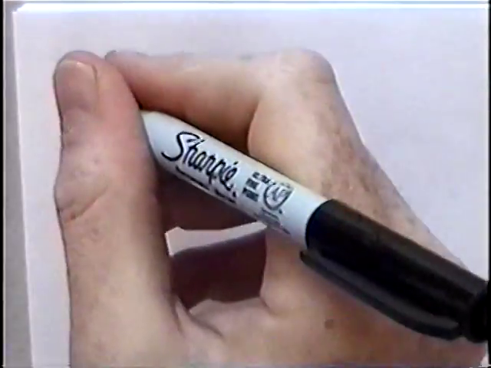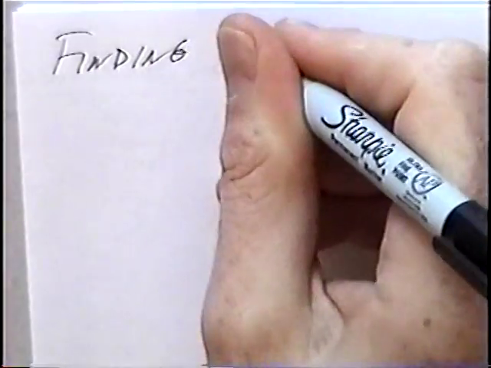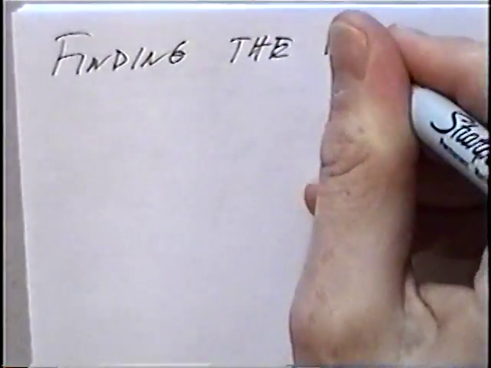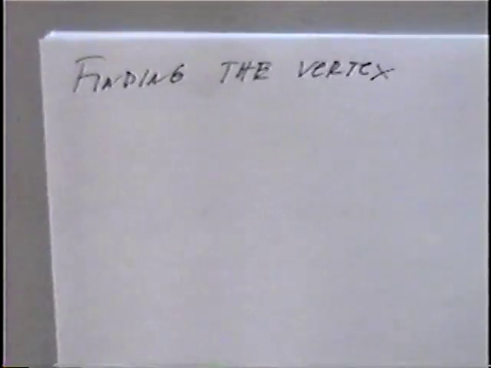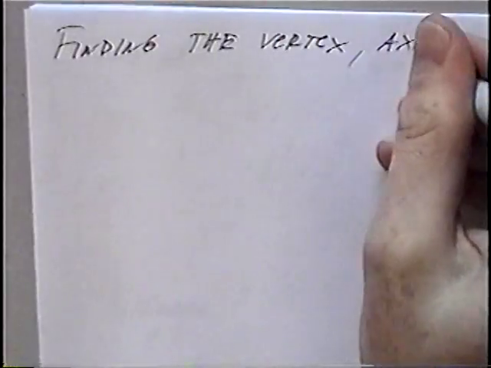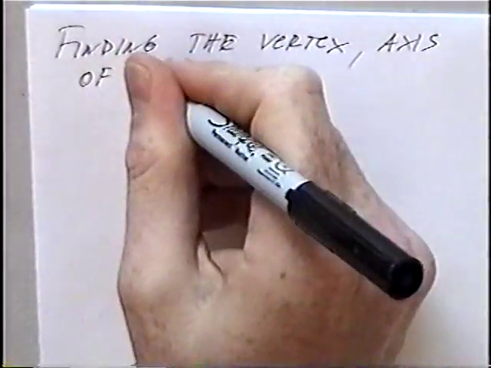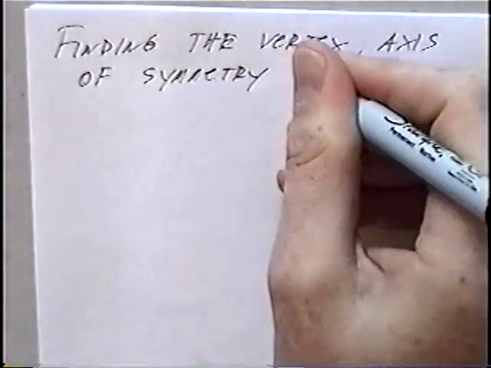Title of the first section today is Finding the Vertex, Axis of Symmetry, and Graph.